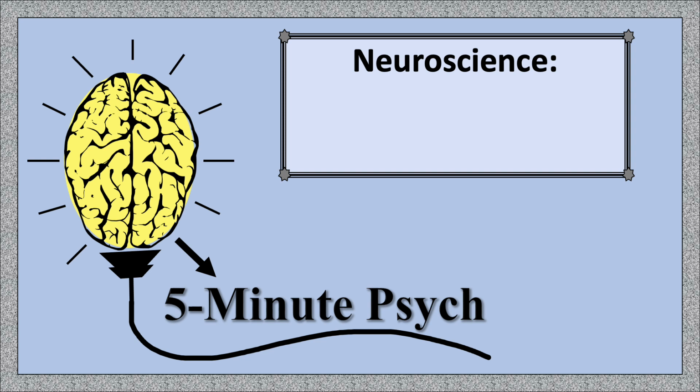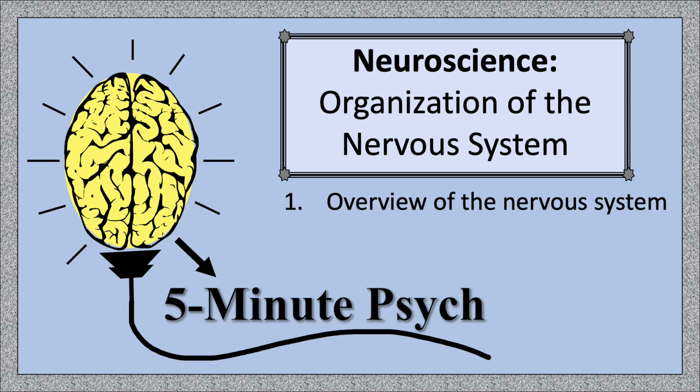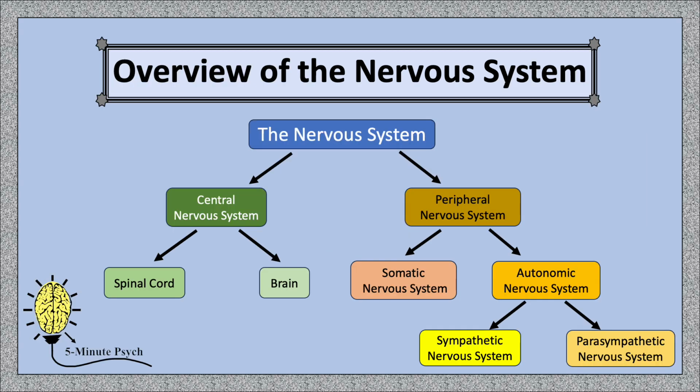In this 5-minute segment, we'll look at the organization of the nervous system, and in doing so, we'll start with an overview of our nervous system, then we'll look at the central nervous system before we focus more closely on the peripheral nervous system. Here's an overview of how our nervous system is organized, and what's most noticeable is that everything is organized in pairs.